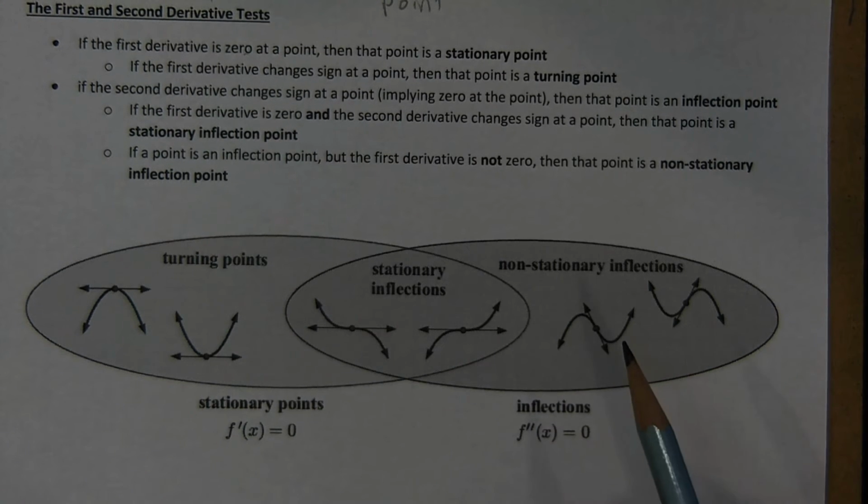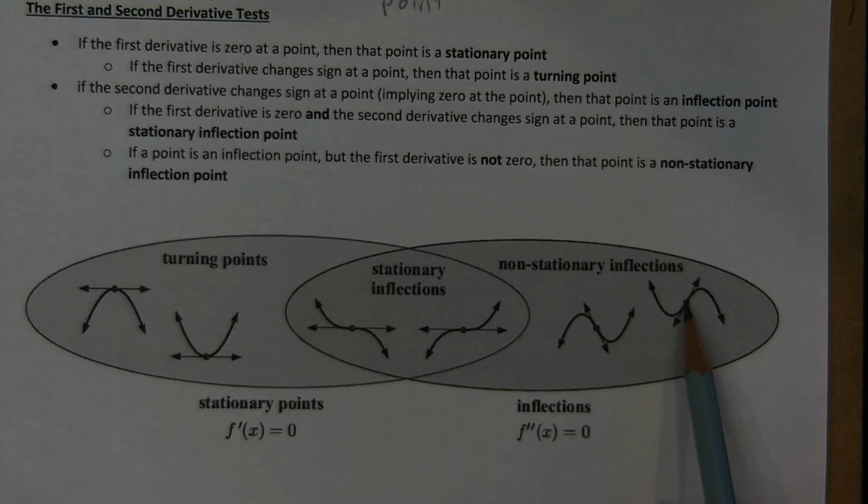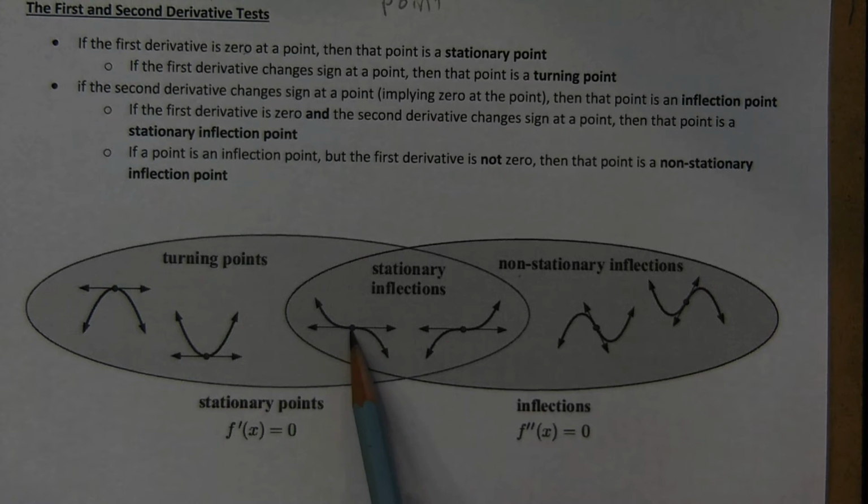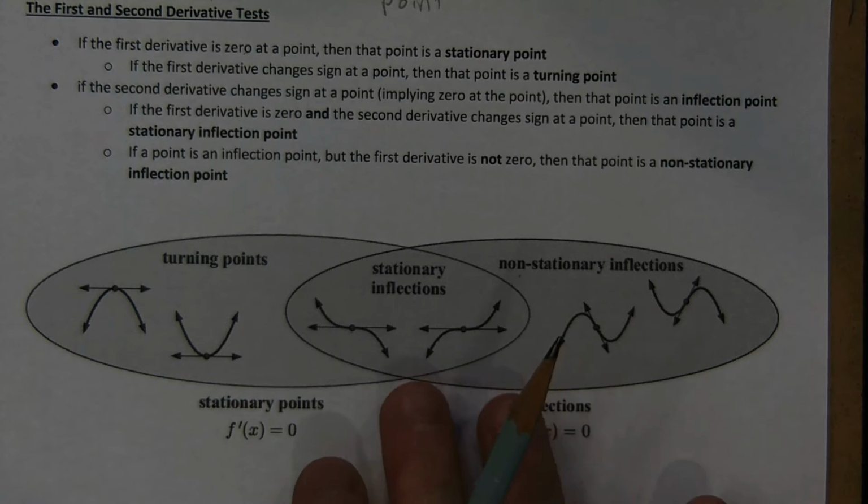Anyway, here and here, your first derivative is clearly not 0. This is a negative first derivative. This is a positive first derivative. So these would be non-stationary inflection points. And then again, concave up, concave down, stationary inflection. Concave down, concave up, stationary inflection. Boom. Okay, let's get to some actual examples.